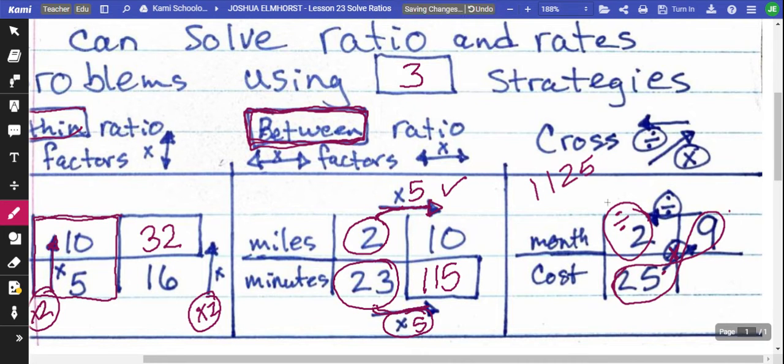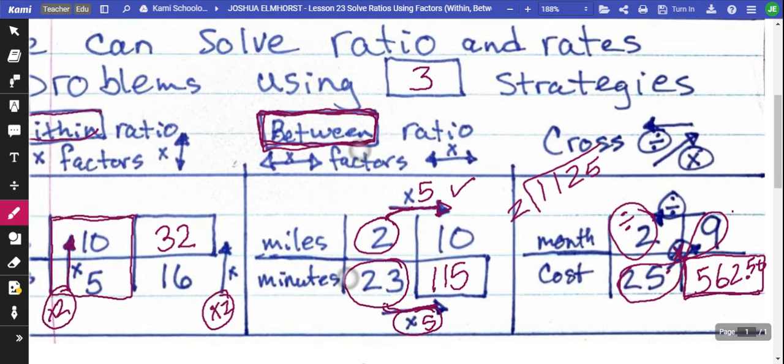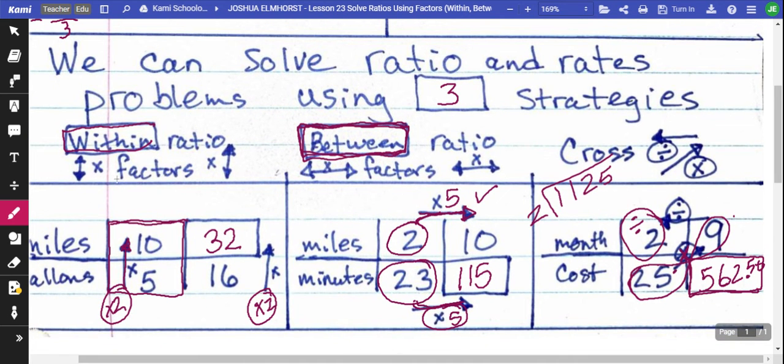And then you divide by the other known part of the ratio, divided by 2. That will give you this missing part for the ratio every time. And we did this yesterday in our practice. So the given rate, 2 months is $25. If you go 9 months, 9 months would cost $112.50.